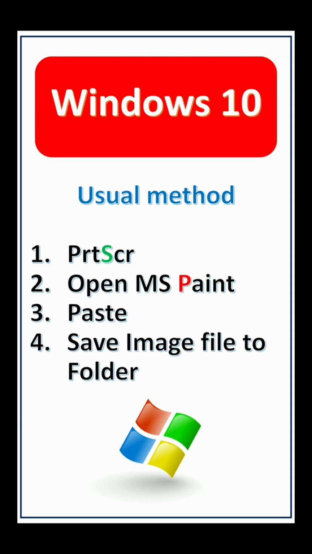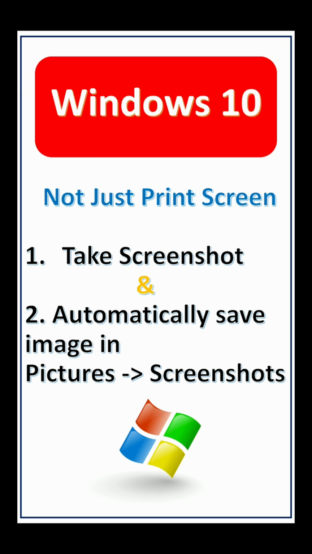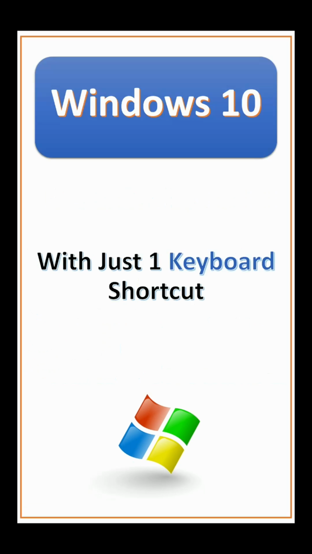With the usual method, we use the Print Screen key to take a screenshot, then open MS Paint, paste the clipboard content, and then save the screenshot to an image file. Well, with this new method, you can do this in just one shortcut. Take a screenshot and also save it to an image file without asking for any confirmation.